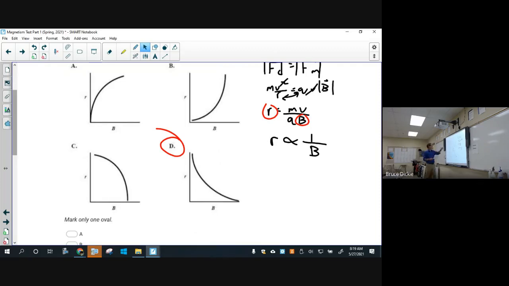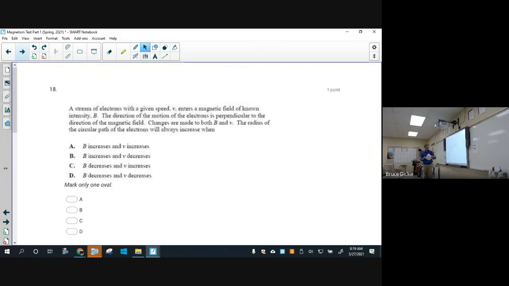Next question says, a stream of electrons with a given speed enters a magnetic field of known intensity. The direction of the motion of the electrons is perpendicular to the direction of the magnetic field. That just means that all the equations and hand rules that we've learned apply if it's perpendicular. Changes are made to both B and v. The radius of the circular path will always increase when. This is another relationship between variables question. It's just not a graph, right? It's more of a word problem. So we need an equation that describes this.